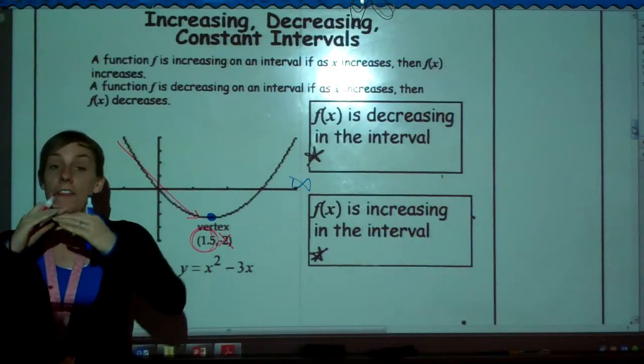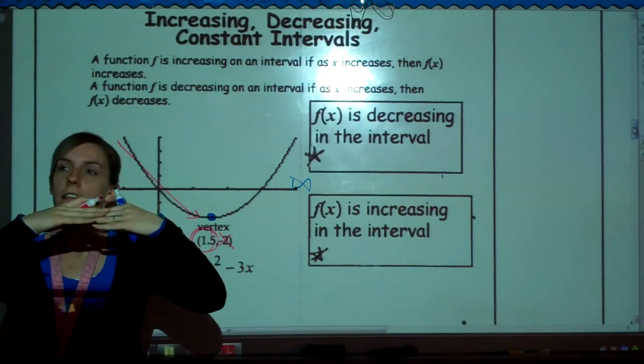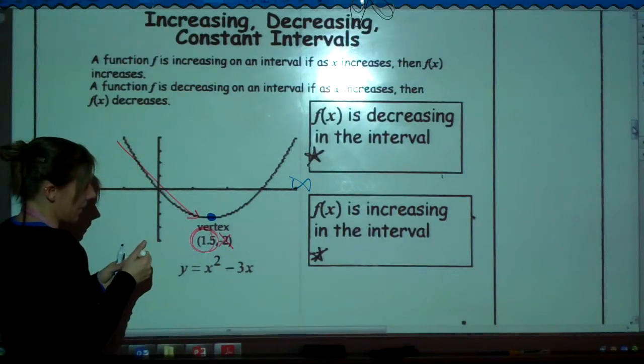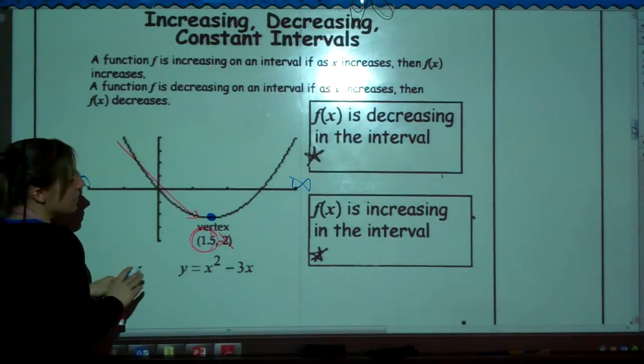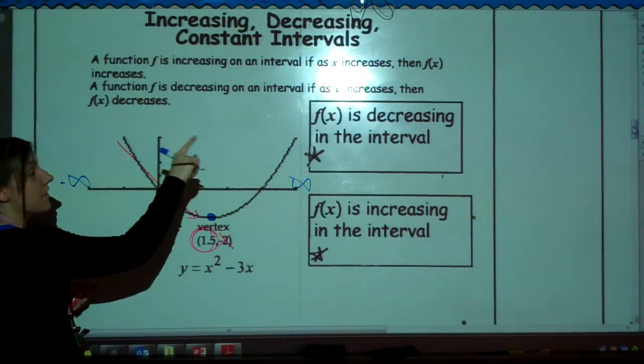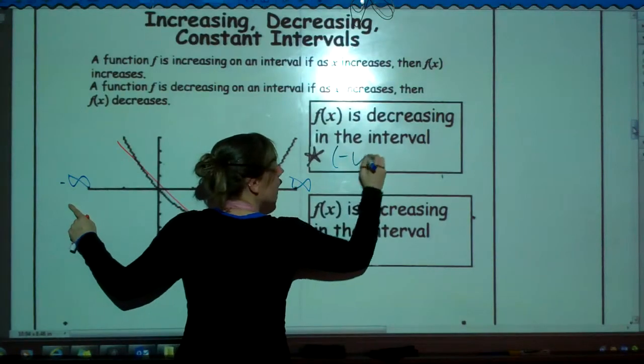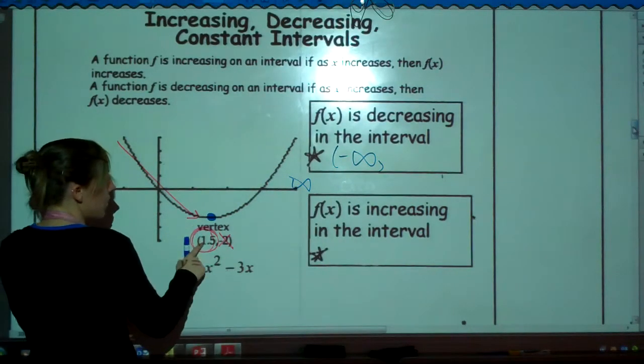Remember, we're looking at the x-axis. We're using the x-axis like a number line. So you don't care about the y value. You only care about the x value. So it's going down. So the function is decreasing in the interval negative infinity to 1.5.